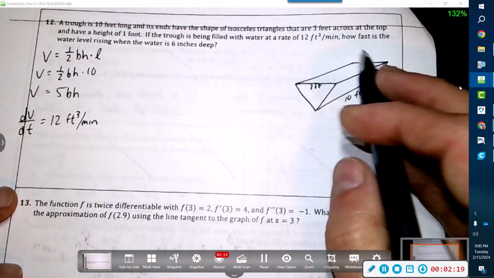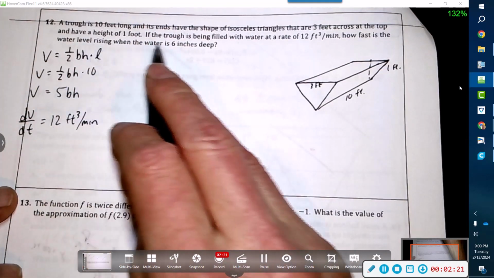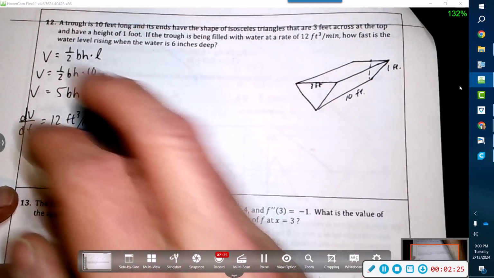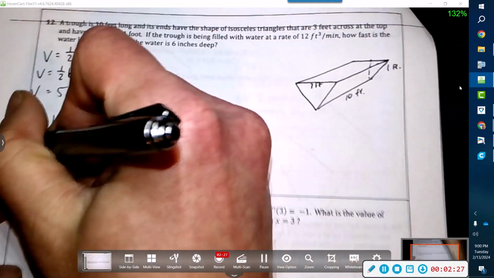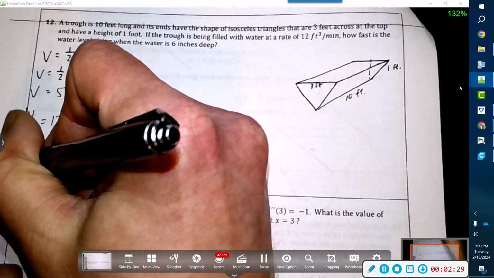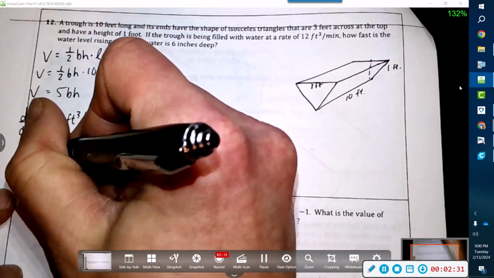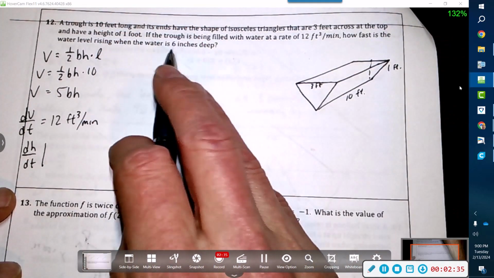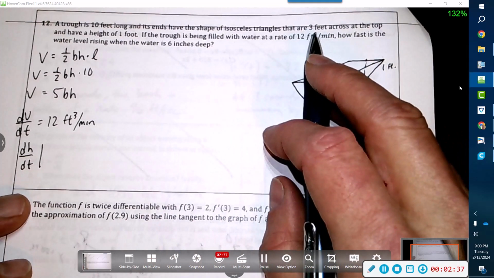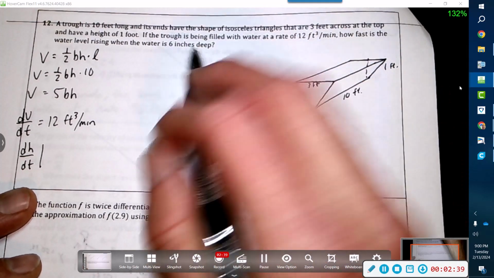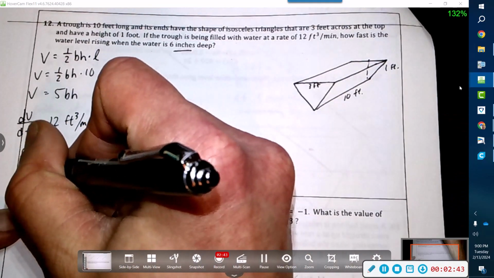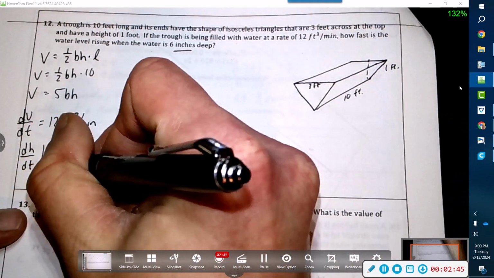Okay, and how fast is the water level rising when the water is 6 inches deep? So how fast is the water level rising? That is dh/dt. And we are looking for it when the water is 6 inches. Now, if you do notice, this is in feet, so that did strike me when I saw inches there. So that's actually when the height is 0.5.